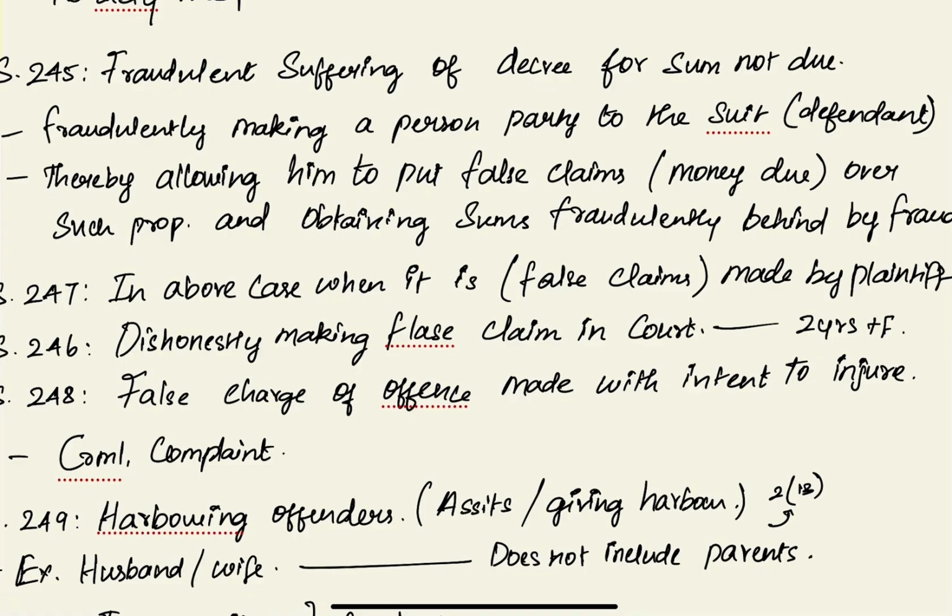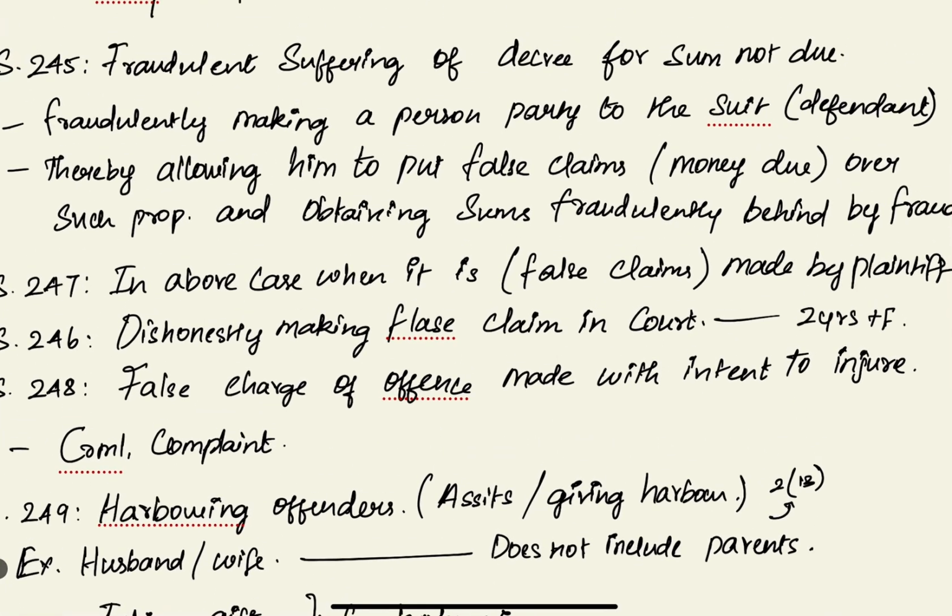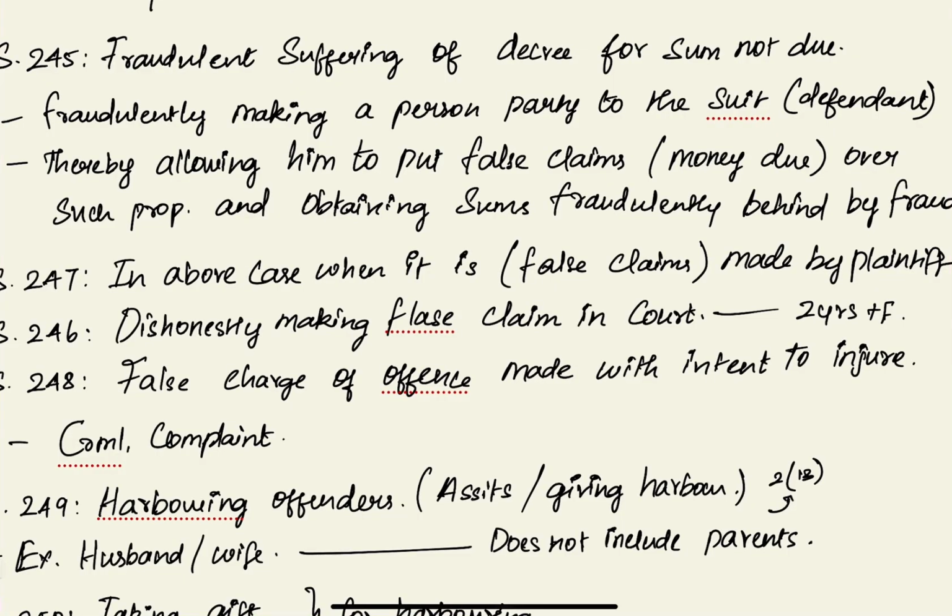When the person who holds the property appoints a person as a defendant to make claims, representing that he has claims over such property, and thereby fraudulently makes such person a party to the suit as a defendant by allowing him to put false claims that so and so money is due over such property, and obtains sums fraudulently, he has committed an offense under this section 245. So, appointing a person as a defendant for getting benefits upon a property which has been ordered for seizure.